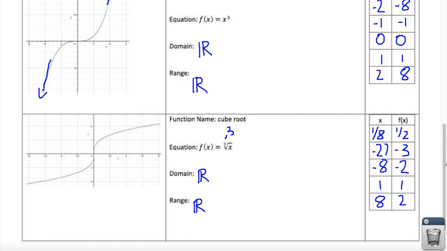So this is just a brief overview of most of the functions we'll talk about in depth in this class. So yeah, that'll be it.